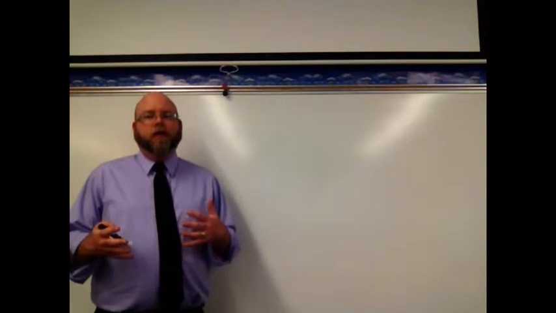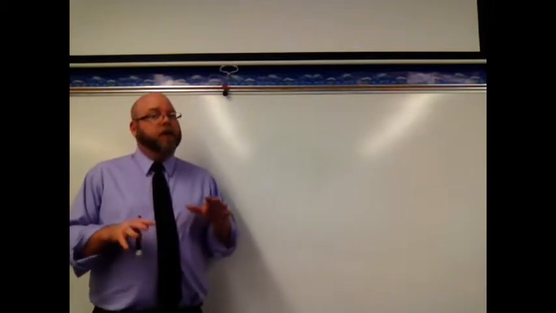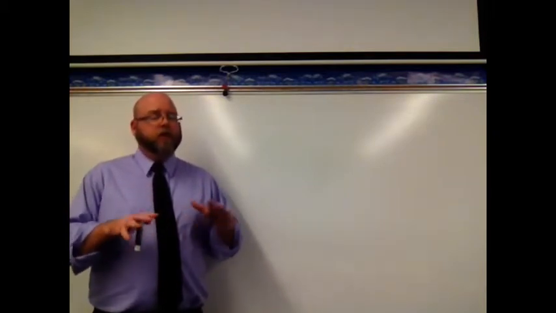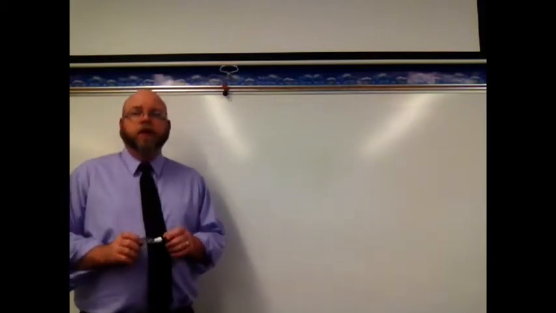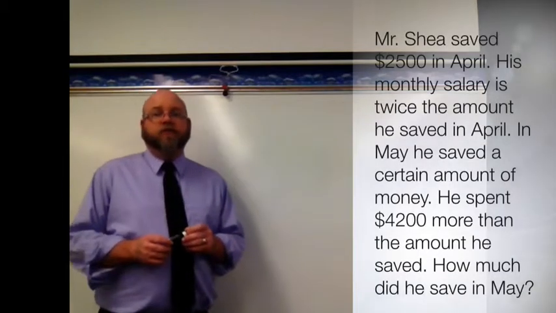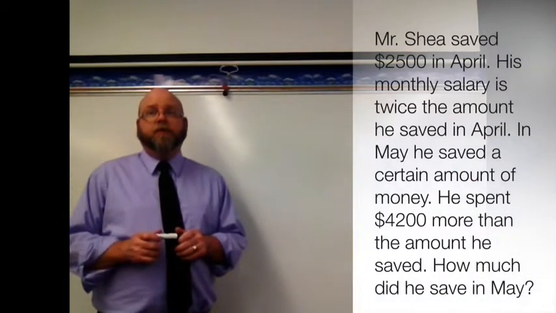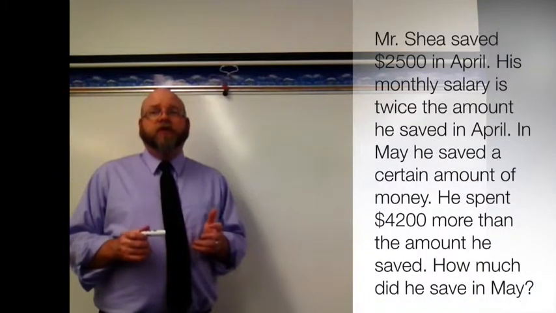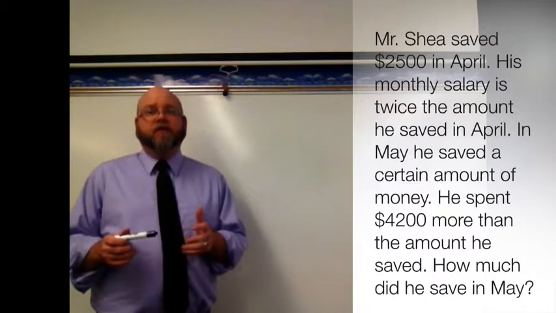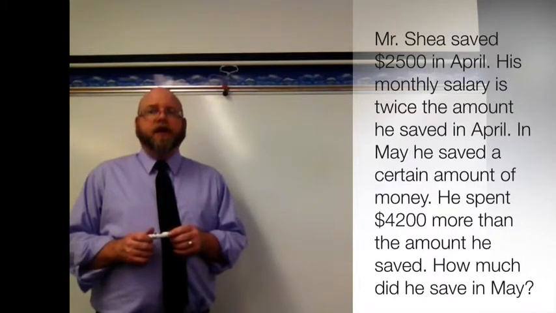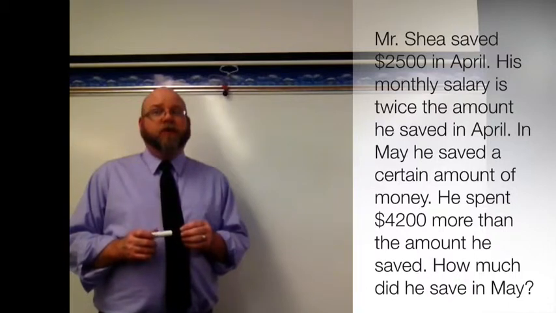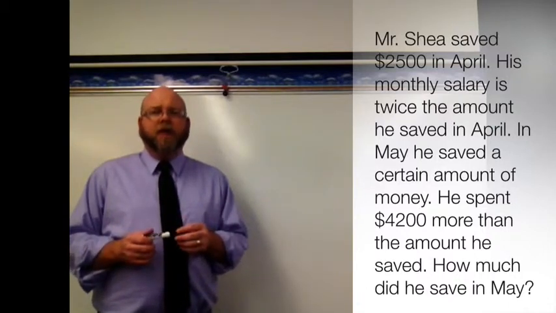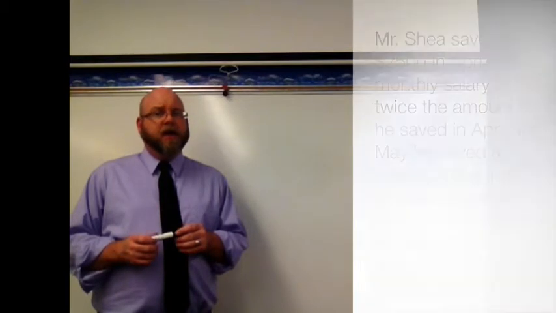Let's look at another bar model story problem and just see how these things can get really simplified by just drawing out the pictures. So it says Mr. Shea saved $2,500 in April. His monthly salary is twice the amount of money he saved in April. In May, he saved a certain amount of money. He spent $4,200 more than the amount that he had saved. How much did he save in May?